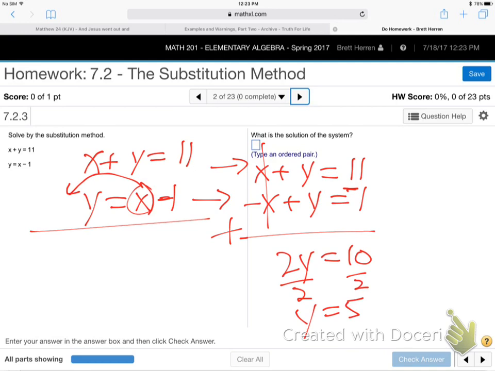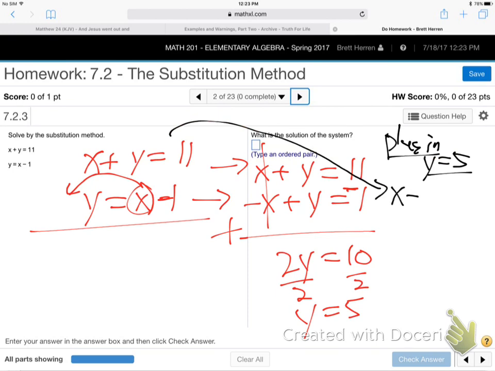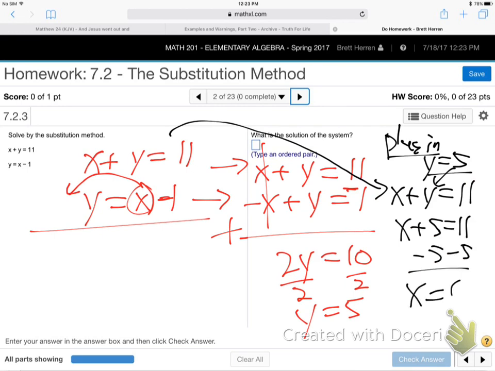That good? You could have done the plug-in thing. Oh, and now we've got to finish by the plug-in. Plug in y is 5. Where do we plug in? I'll grab the first equation. X plus y is 11. Plug in the 5. X plus 5 is 11. Subtract 5. X is 6.